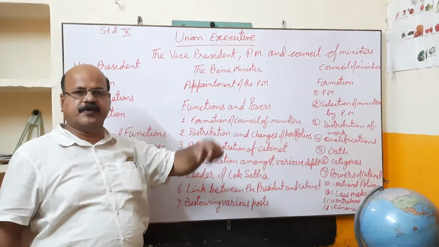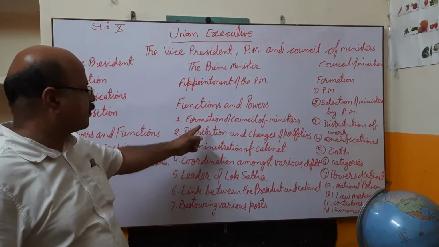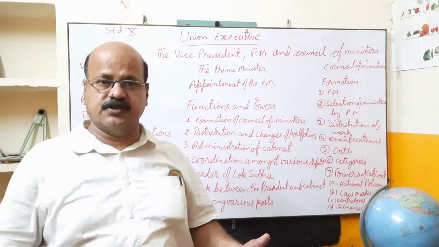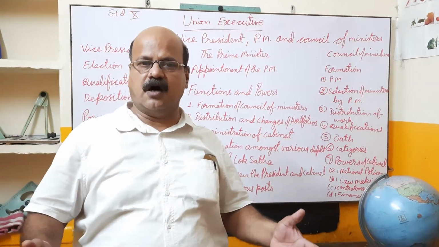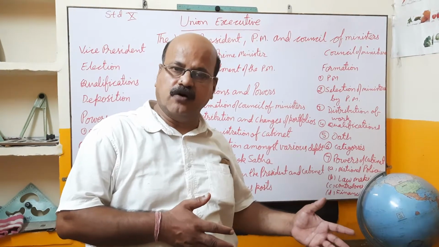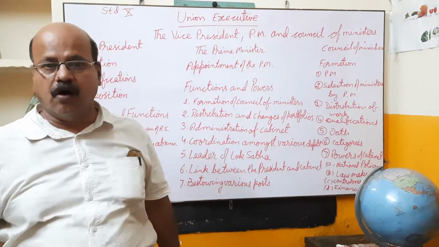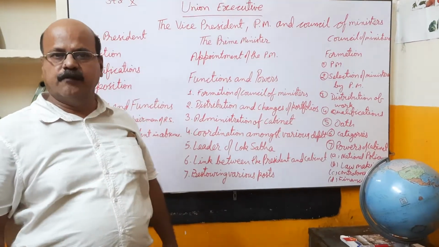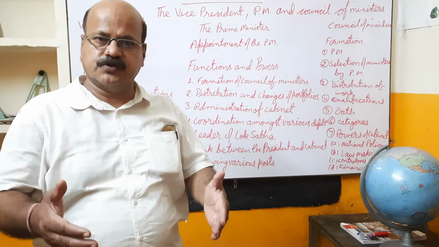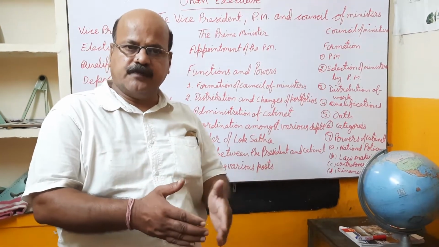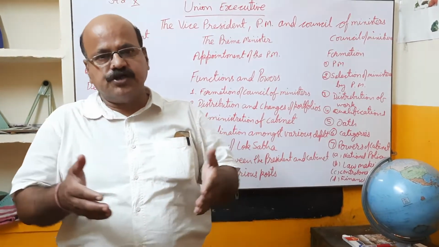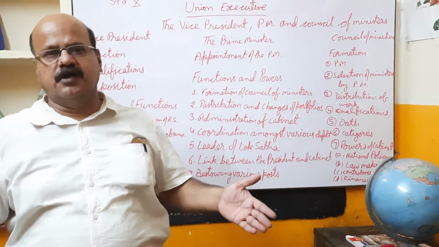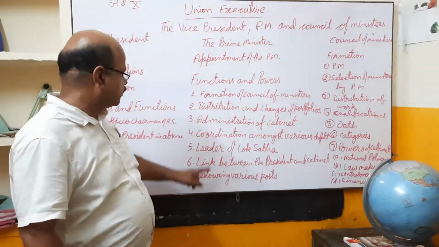Functions and powers of the Prime Minister. First, formation of the Council of Ministers. The Prime Minister forms his Council of Ministers. All the important ministers are appointed by the President on the advice of the Prime Minister. Distribution and changes of portfolios: the Prime Minister gives portfolios to the ministers, and the Prime Minister has the power to change the portfolios of the ministers. So the Prime Minister enjoys complete and absolute power in this case.